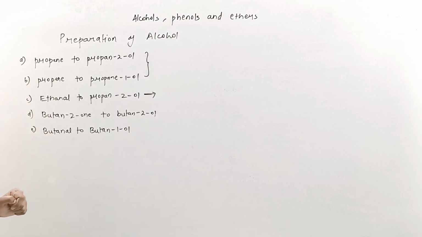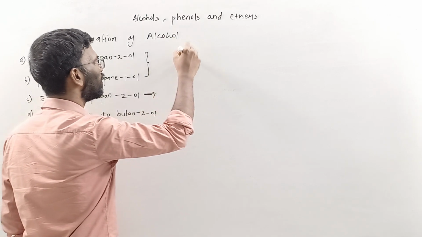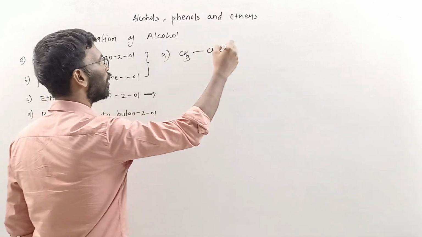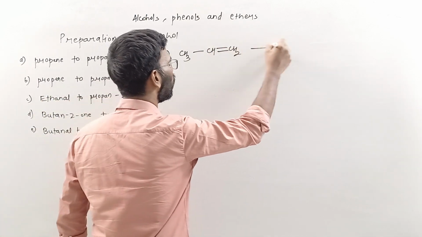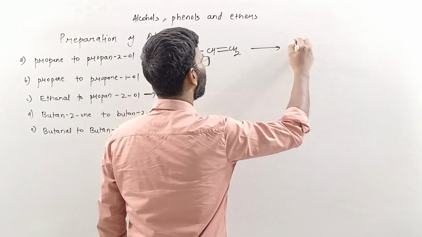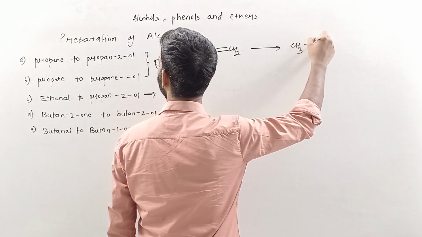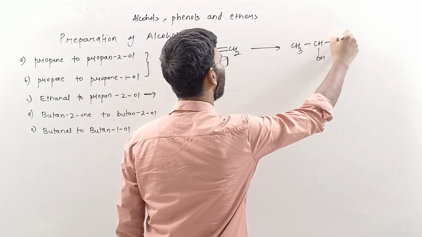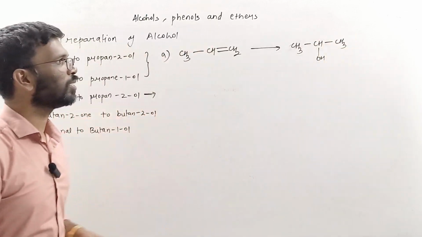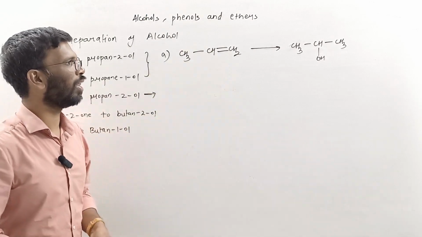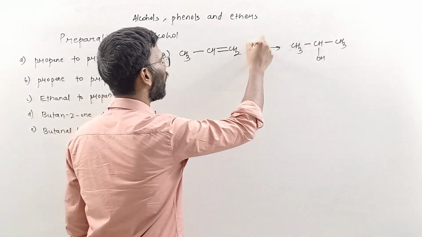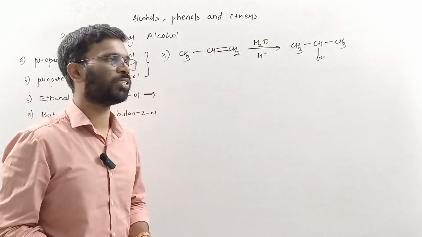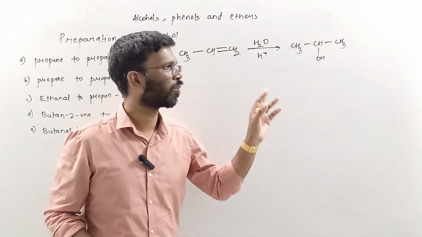So propane to propane-2-ol. This is propane. I'm doing the first one, A. Propane to propane-2-ol. This is an addition of water to the alkene. You will write H2O and H plus. H plus represents acid. You can write HCl, H2SO4, all these things over here.